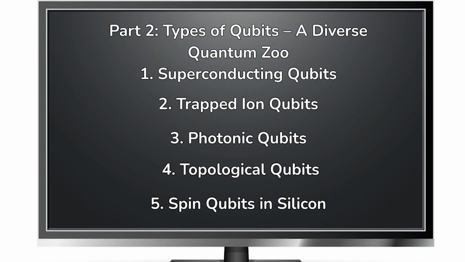Different designs are better for different tasks. Some are fast, others are stable. Some are easier to control, others are hard to build. This diversity is a strength. It means the quantum field is rich with possibilities, but it also creates a challenge. Which path leads to a truly scalable, reliable quantum computer?